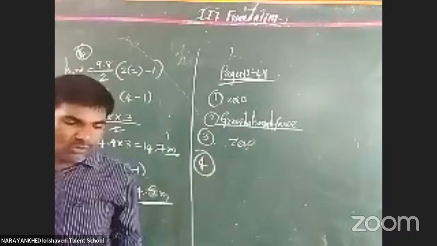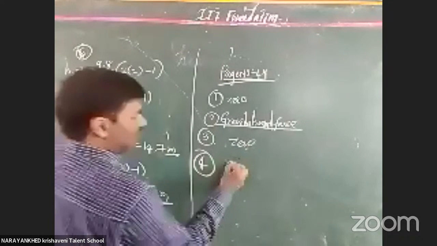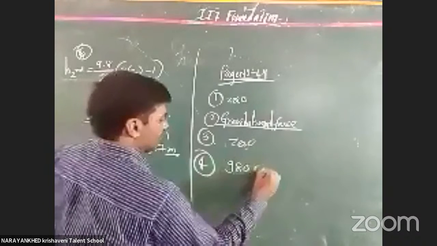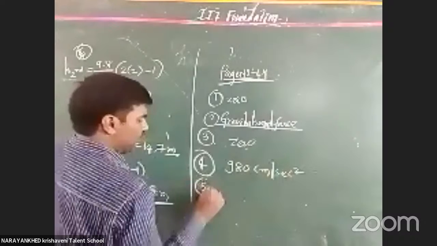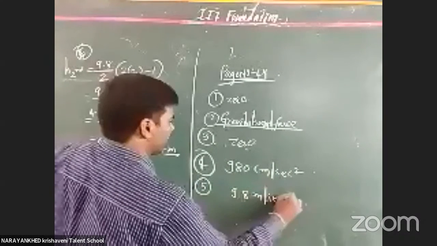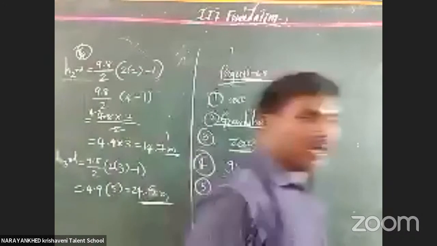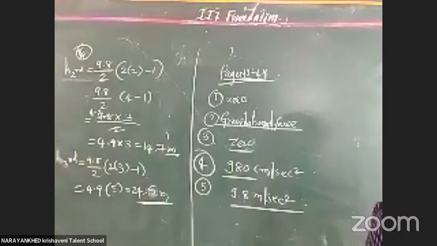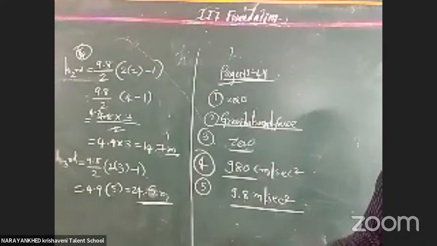Acceleration due to gravity g in centimeters per second square. It is 980 centimeters per second square. And in meters, it is 9.8 meters per second square. Got it? This is only about the acceleration due to gravity values. 9.8. How is this value 9.8?